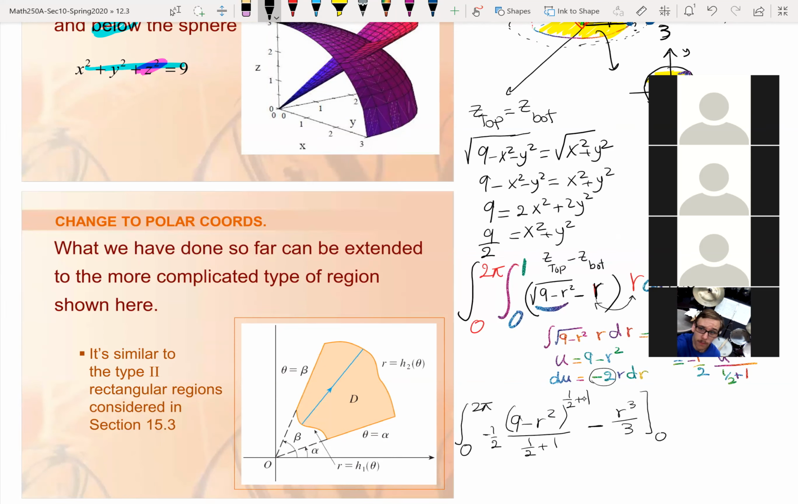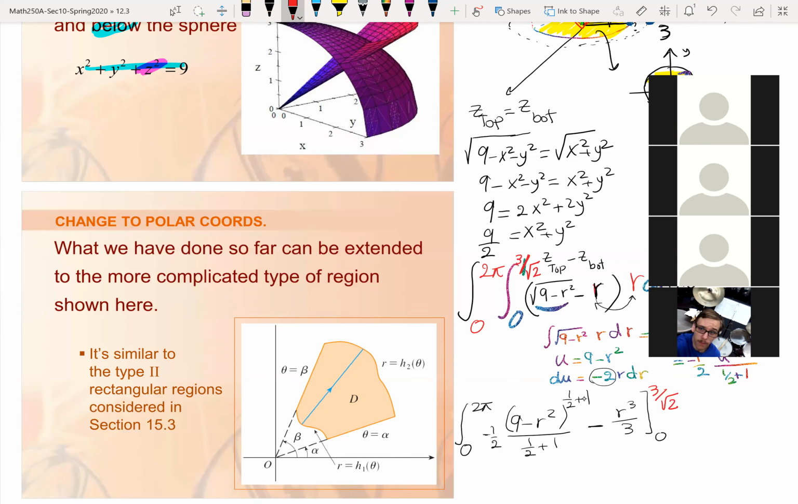Why no one said this is not 0 to 1? I'm so sorry, guys. This is not 0 to 1. Okay, so I'm just changing the color. So this is going to be 3 over 2. This is 3 over 2.